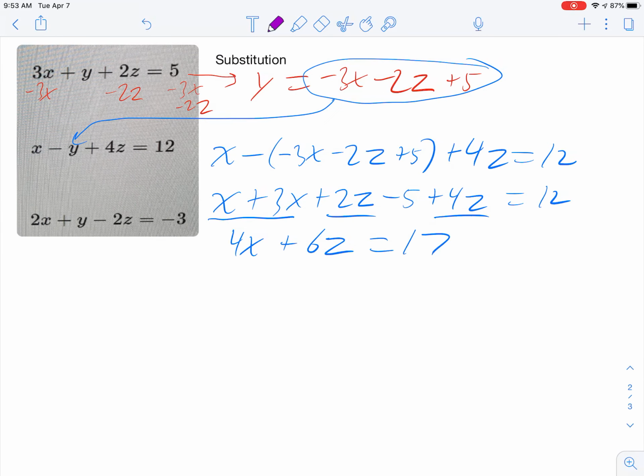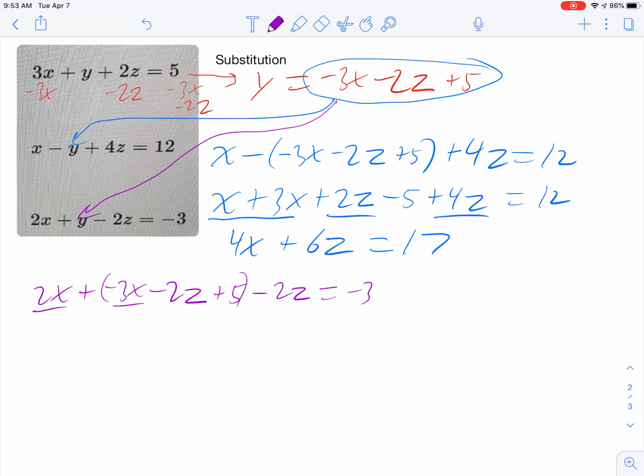All right, now we're going to do the same thing, substituting into the third equation. So that's going to give us 2x plus the negative 3x minus 2z plus 5 minus the 2z equals negative 3. So again, I just substituted the y in for the y. And now let's clean this up. 2x and negative 3x is negative 1x. Negative 2z makes negative 4z. And then this plus 5 I'm going to subtract from both sides to get a minus 5, so negative 3 minus 5 is a negative 8.